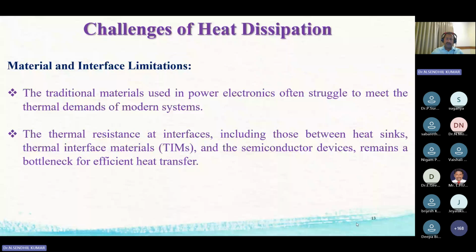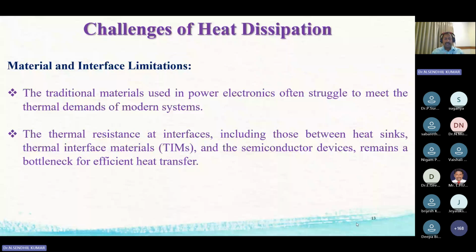Apart from that, when you want to reduce the thermal resistance in the interfaces like heat sinks and thermal interface materials, this effective K value also we have to check. That is the thermal conductivity of this material. That is one of the bottlenecks of efficient heat transfer. This is another challenge of heat dissipation: materials and interface limitations.